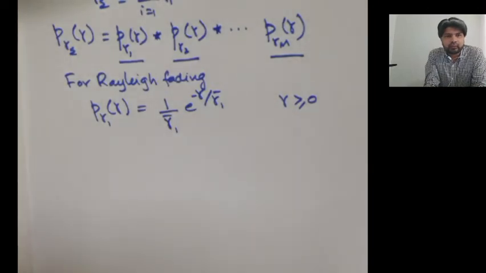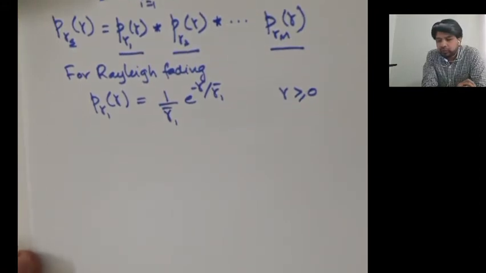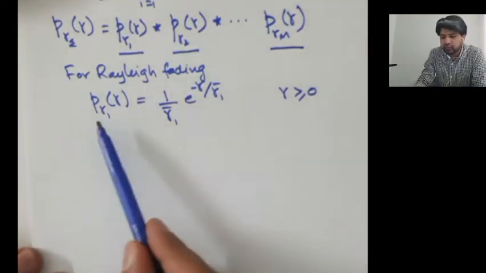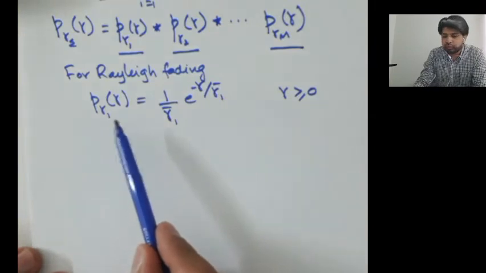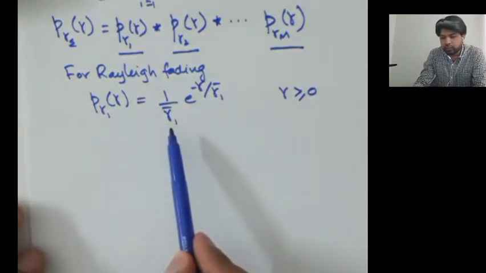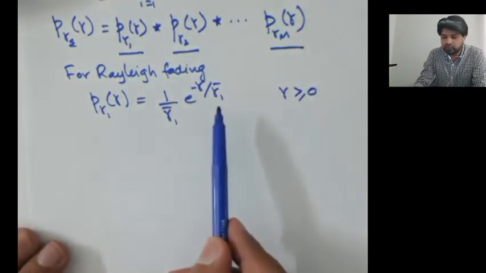So welcome back. Now let's try to compute the distribution of P gamma sigma of gamma for Rayleigh fading. For Rayleigh fading, as we know, the distribution of the fading for any branch is an exponential distribution. For example, for branch 1, the distribution would be equal to 1 over gamma 1 bar e to the power minus gamma over gamma 1 bar.